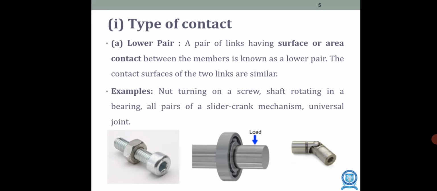For example, a nut turning on a screw, or a shaft rotating in a bearing. The surface area will be the same. All pairs of slider crank mechanisms and universal joints are called lower pairs, since they have surface or area contact between the members.